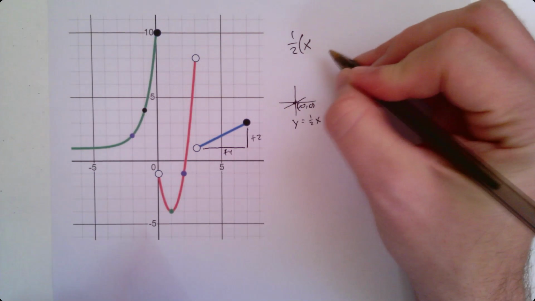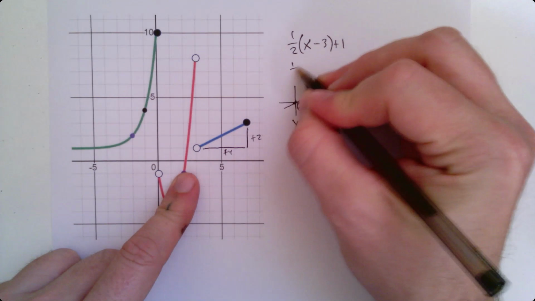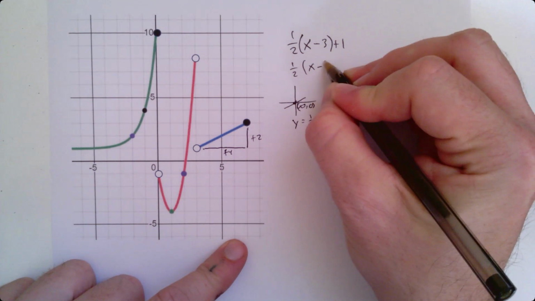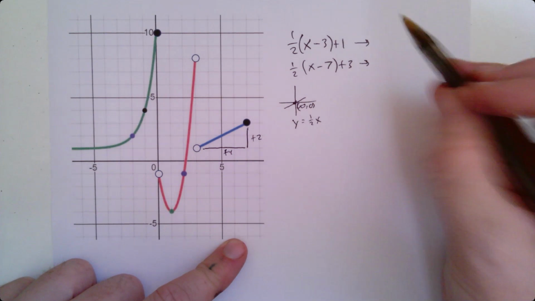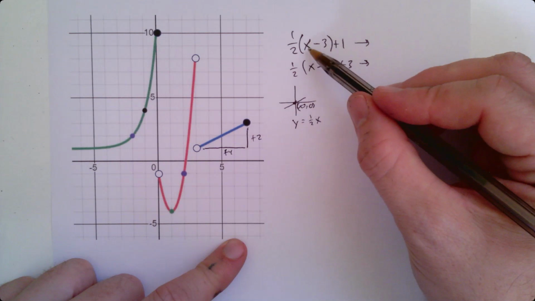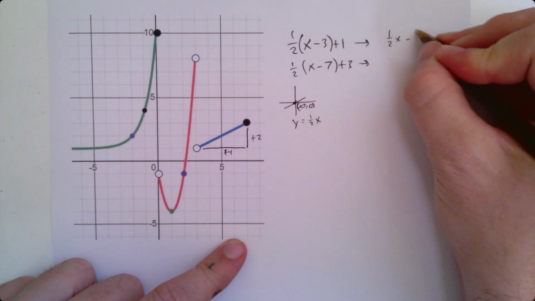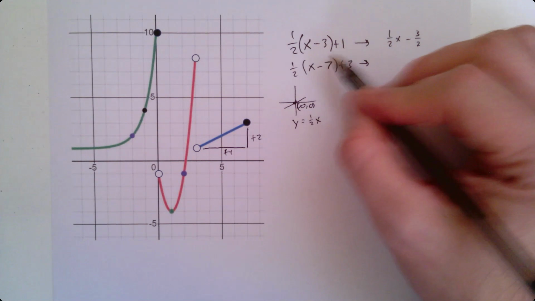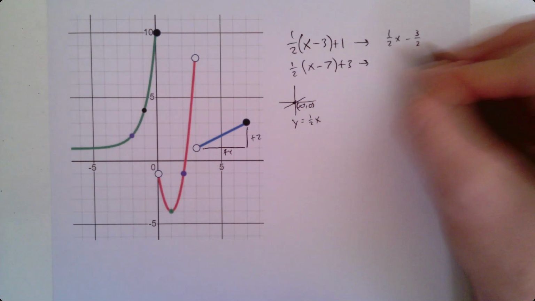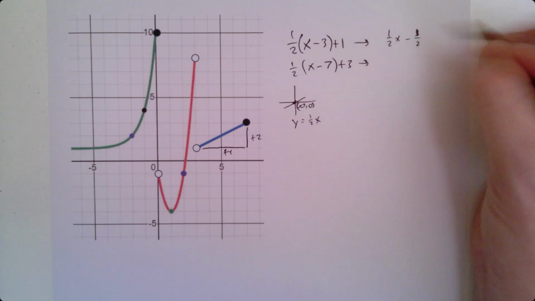So I'm going to shift it right by 3 and then up by 1. Let's also try out right by 7 and up by 3. If I multiply these out, let's see what I get. I get 1/2 x minus 3/2, because that's what happens when I multiply 1/2 by 3, plus an additional 1. 1 is the same thing as 2/2, so that would be minus 1/2.